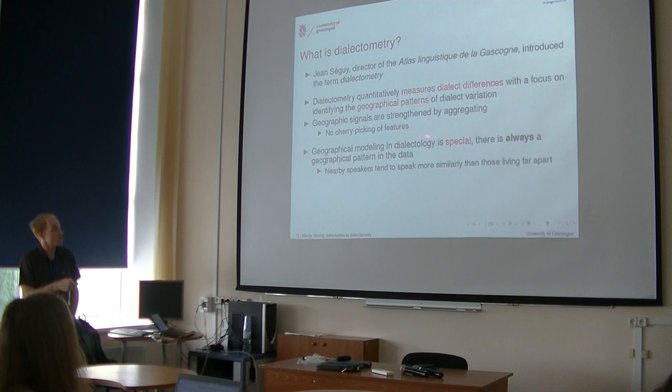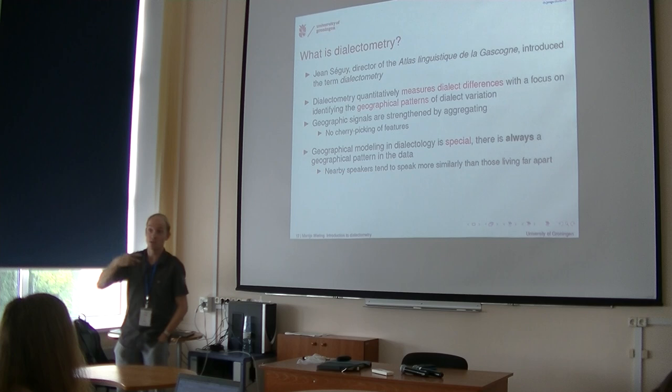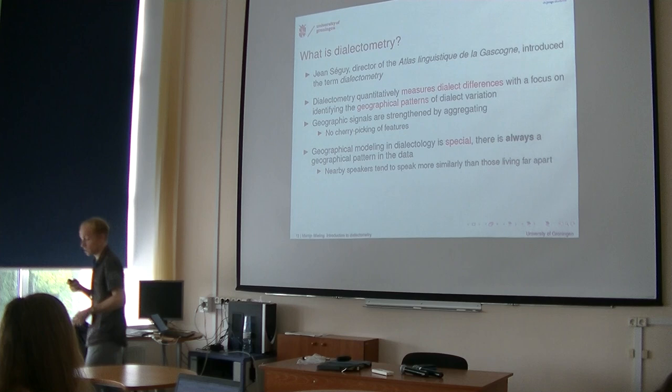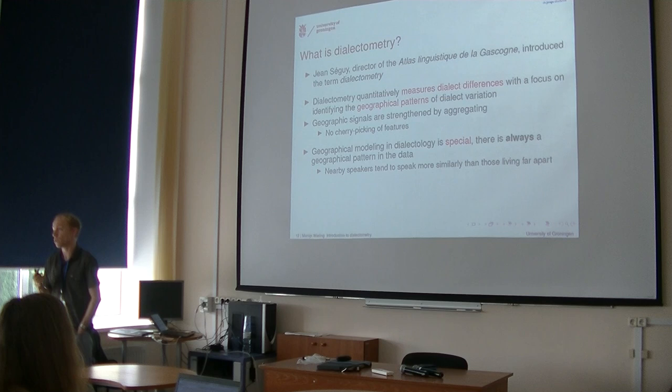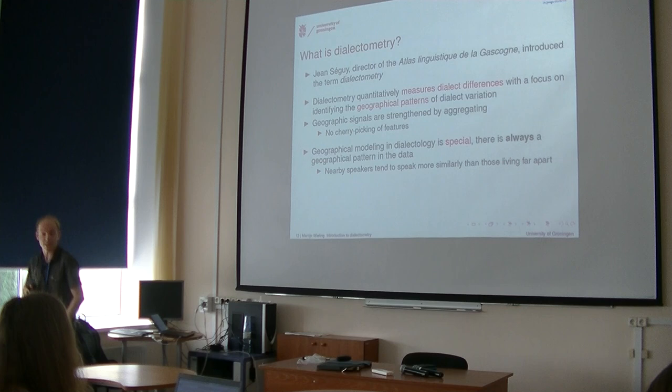So geographical modeling in dialectology is also special, because there's always a geographical pattern in the data. We study language varieties which are closely related, which are often geographically close. And of course there's contact, which means that the language varieties are similar, because nearby speakers tend to speak more similarly than those living apart. That doesn't always hold. There might be a big mountain range in between, and two varieties are completely different. But usually this works out, and that's, I think, the strength of dialectometry, which also assumes this geographic proximity.